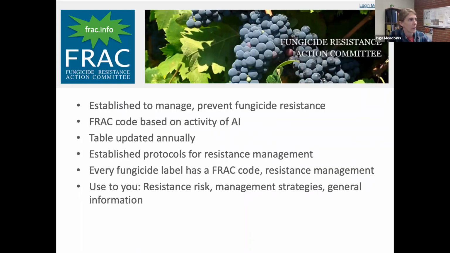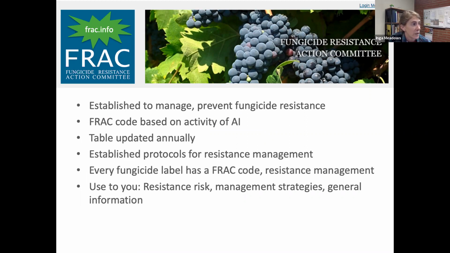So what is a FRAC code? FRAC actually stands for Fungicide Resistance Action Committee, and you don't really need to know that. You'll just hear me talk about FRAC codes. They have a website, frac.info, which I have on the top left-hand corner of the slide here. Essentially, the committee was established to manage and prevent fungicide resistance. So that's the whole goal.